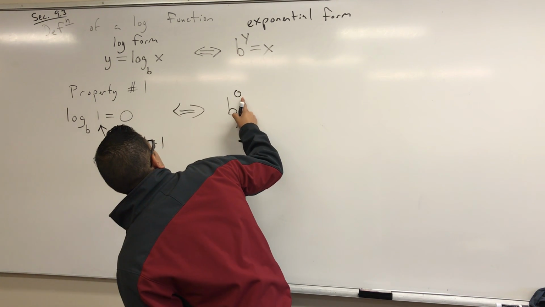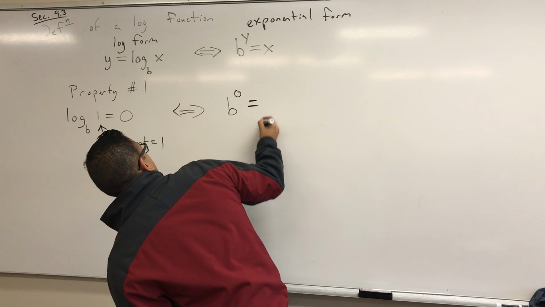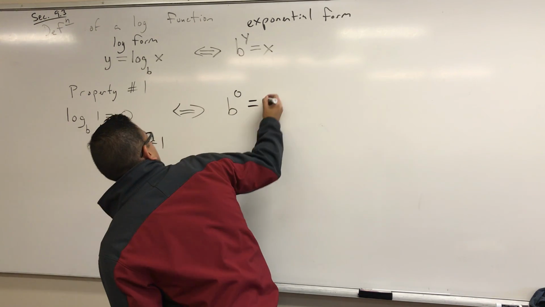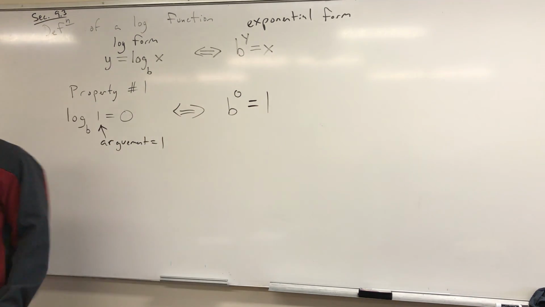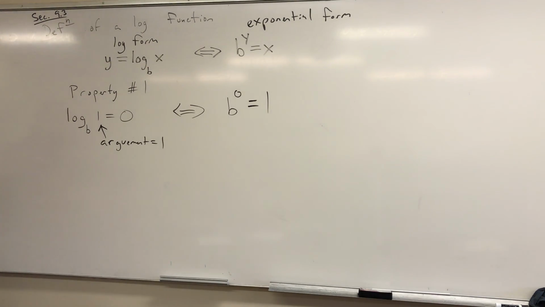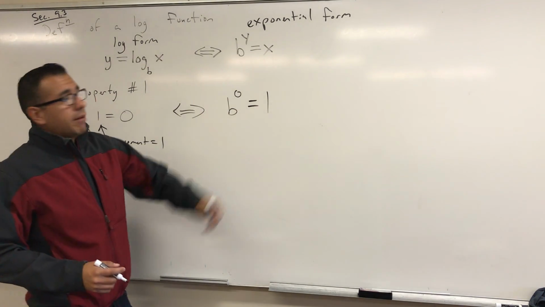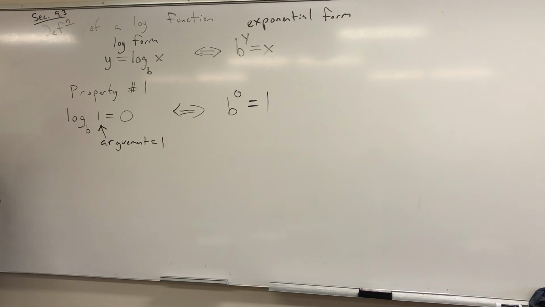And anything raised to the power of 0 is? 0? Not 0, 1. Yes, that's one of our exponent rules. Anything raised to the power of 0 is 1. So this is our first property.